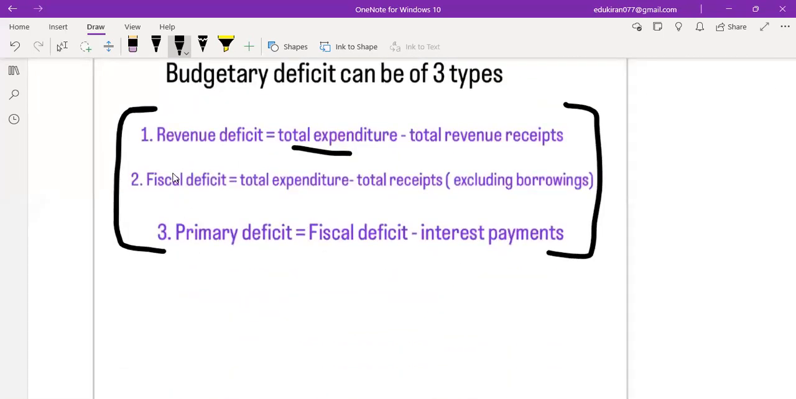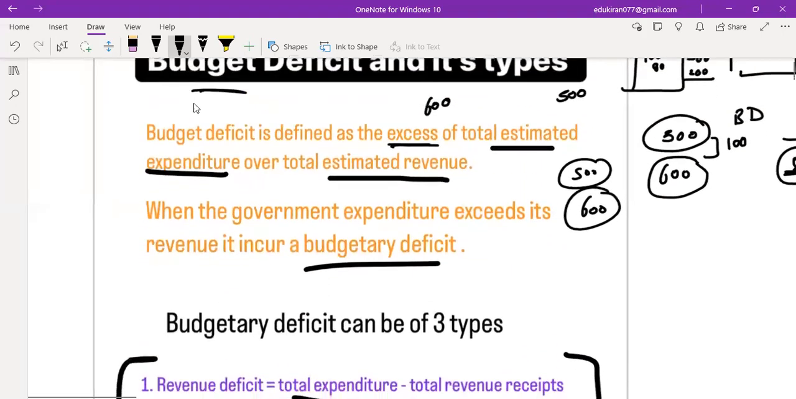There are three types of budget deficit. One is revenue deficit, you will write the formula. One is fiscal deficit, you will write the formula. One is primary deficit, you will write the formula. Then I'll explain what each is. Okay? So first write the heading budget.